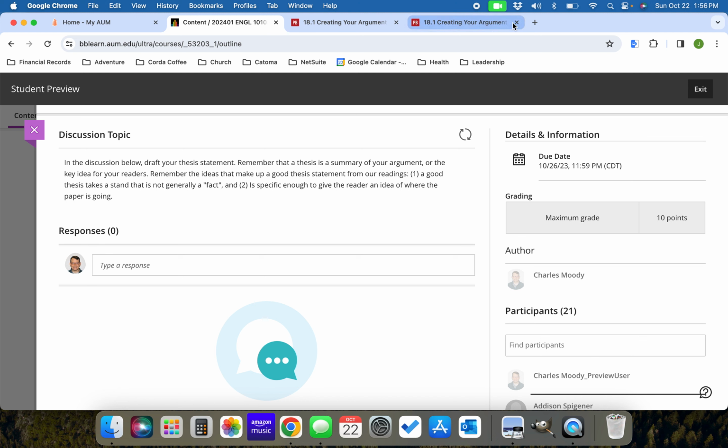a rhetorical triangle, which, by the way, I'm not an artist, if you can't tell. That's the worst drawn triangle ever. But I think it serves our purpose well because this is a writing class, not an art class.